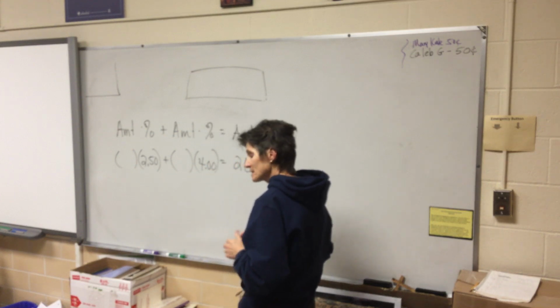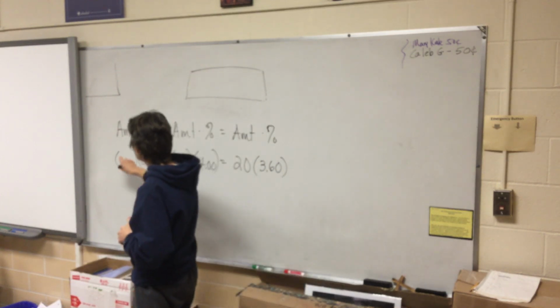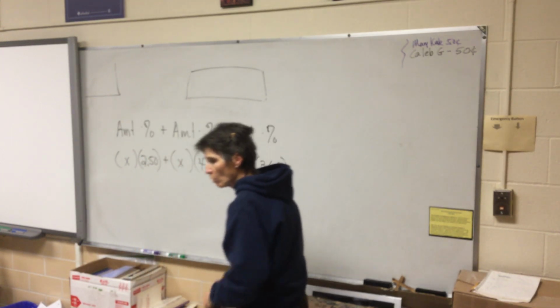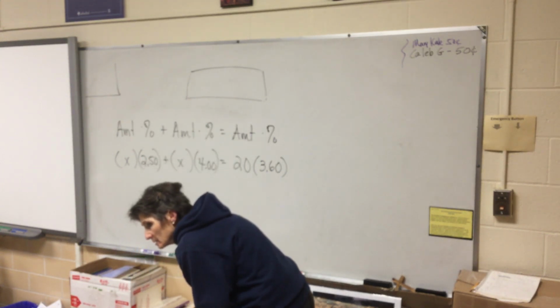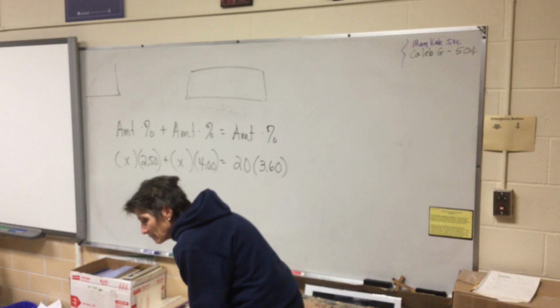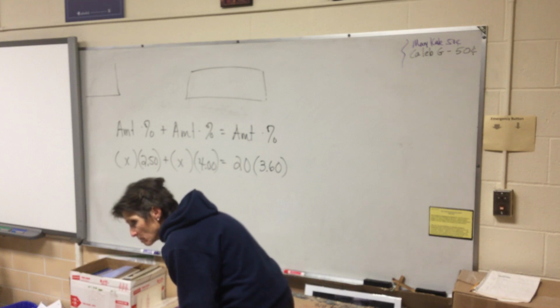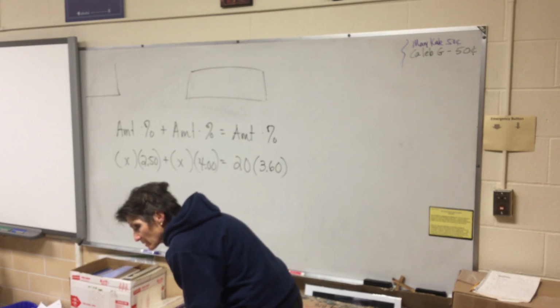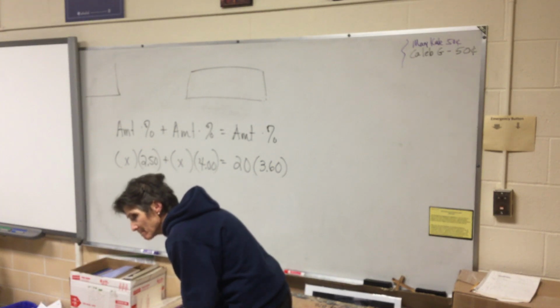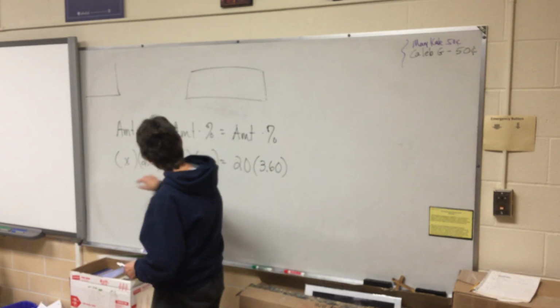Now, a mistake that is very frequently made is kids will put an X in both spots. What's wrong with that? What does that imply if I put an X in both spots? That both the amounts are the same. Exactly. And do we have any idea if both the amounts are the same? No.